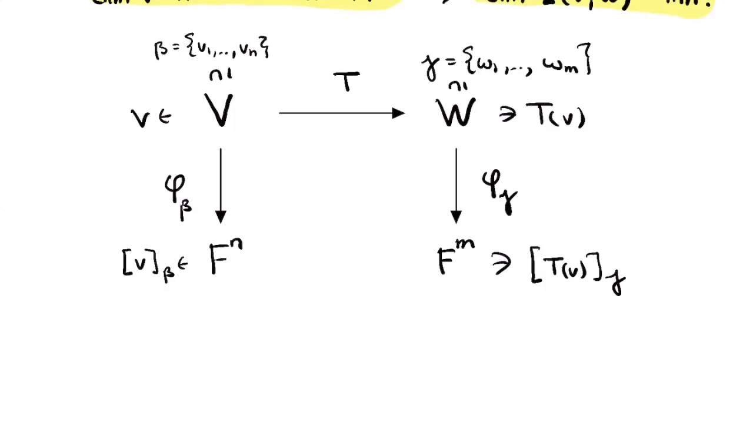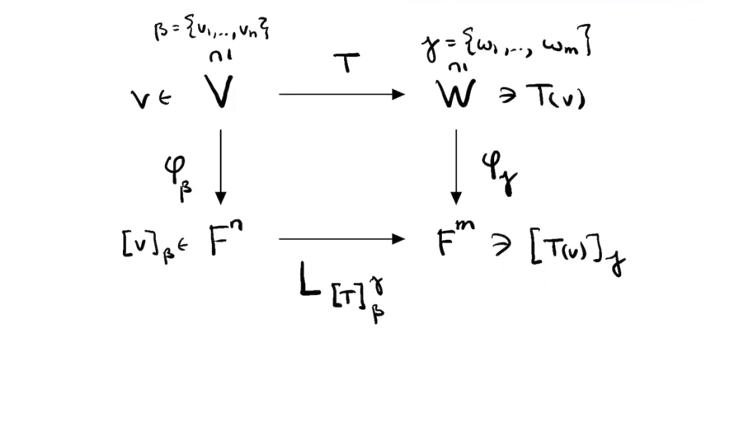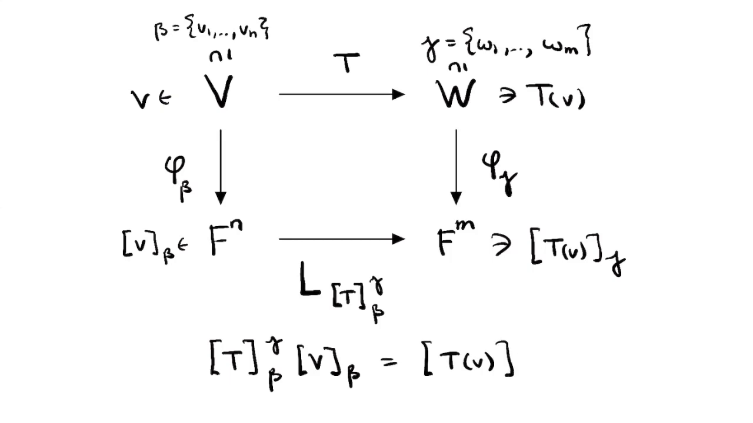And then we also know that there's a map between Fn and Fm that's given by the left multiplication by the matrix, and I'm going to just write the matrix notation. It's T in the bases beta and gamma. And we've proved before that if you take that matrix, T, in the ordered bases beta and gamma, and left multiply with it the coordinates of the vector V in the beta basis, you exactly get the coordinates of the vector T of V in the gamma basis.